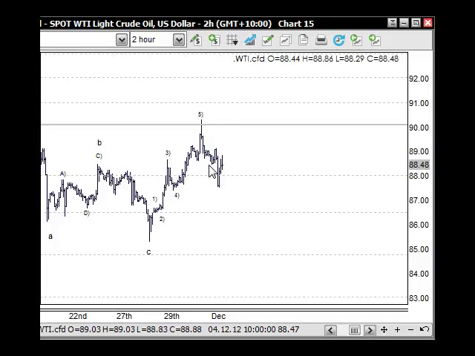So we see the same with the indices as well. So here we can see the 3-wave movement in here. So that can be the ABC correction. It could be completed there and push up from there. But we also need to be mindful that corrections can just double in size. So this ABC down through here may just be the A wave, a B wave, and then a C wave here. Then we move up. It's just a little bit hard to know what's going to occur in those situations there.